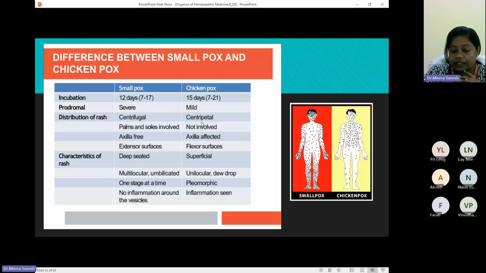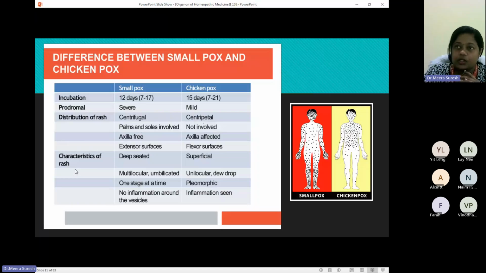The centrifugal will become centripetal over here. Palms and soles are not involved. Axilla is affected, and it is more on the flexor surface. The rashes in case of smallpox will be deep seated. That is why in the pictures we could see a person who had smallpox and survived. They will be having that scab mark on their body. The disfigurement will be very prominent.